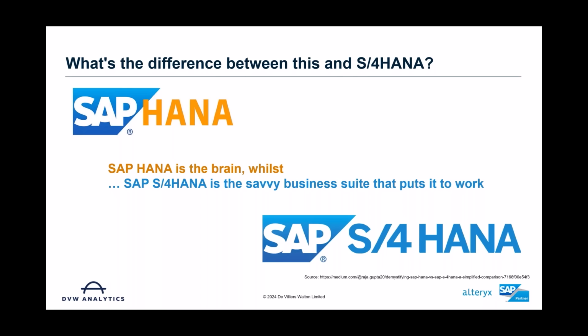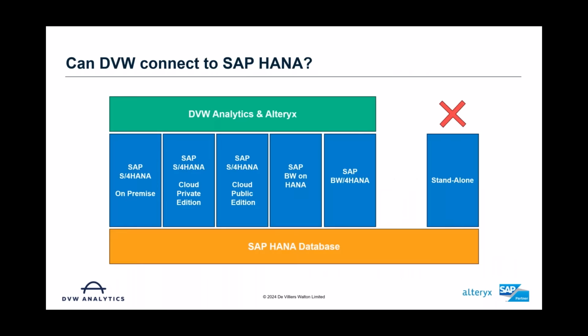And I think this slide here, I think we sourced it from a blog on the web, distinguishes the two things quite nicely. It says SAP HANA is the brain, while SAP S/4HANA is the business suite that puts that brain to work. So we can't really have S/4HANA without HANA, but HANA without the S/4 part of it is just a database. Okay. Perfect.